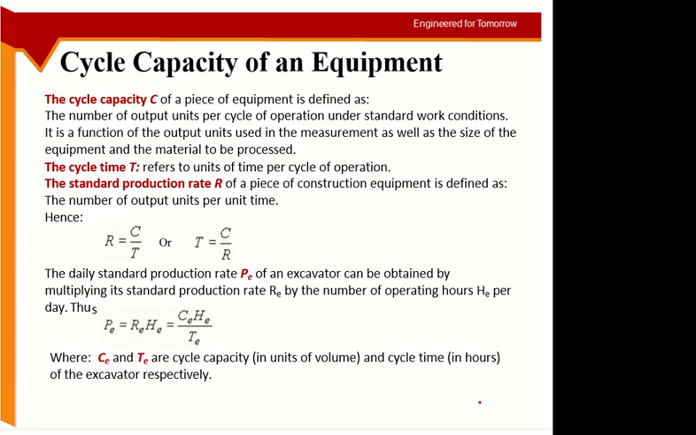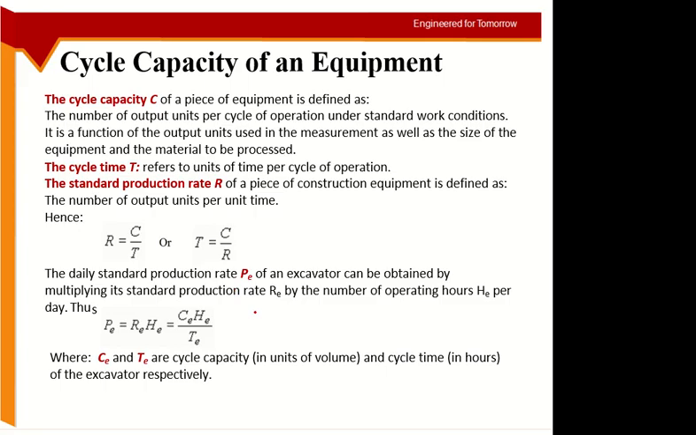So if you want to calculate the rate of production for the equipment, it will be capacity upon time, right? The rate is capacity upon time. R equals C upon T. And if you want to calculate how much time the equipment will require to handle C amount of material, then you will do this: capacity upon the rate. So this will give you, if you want to handle this much capacity, how much time you need.